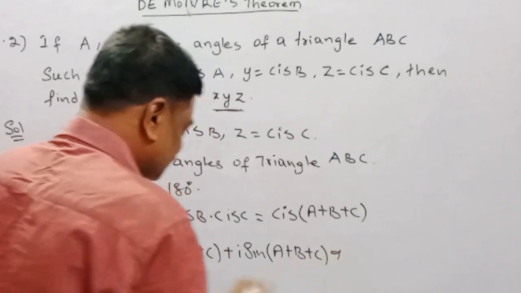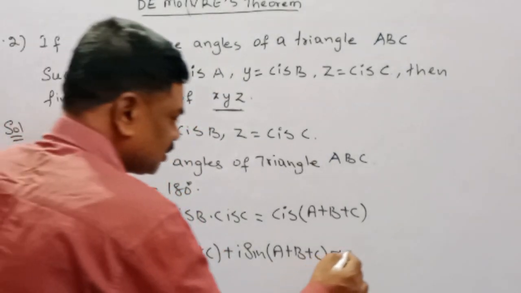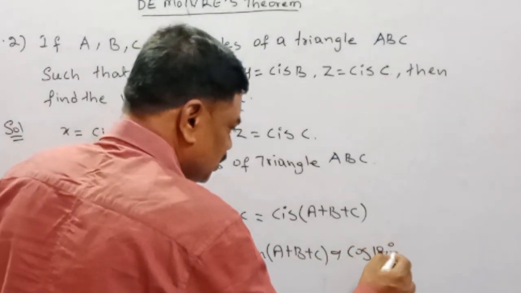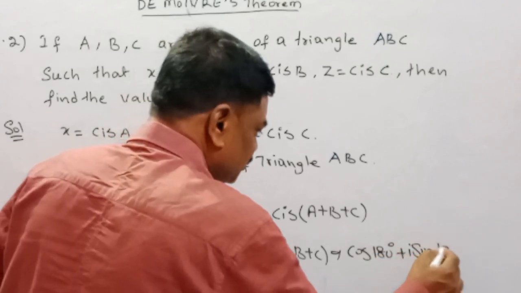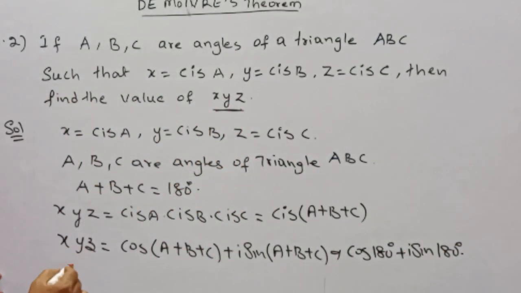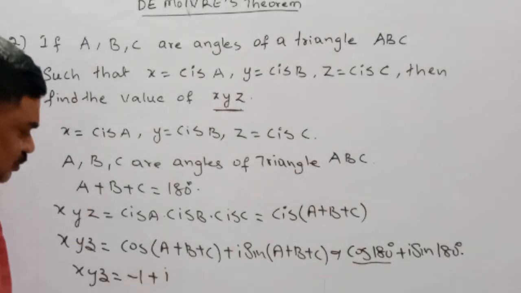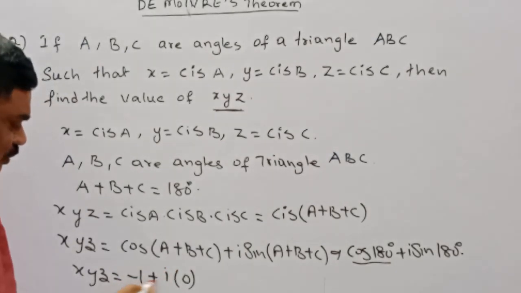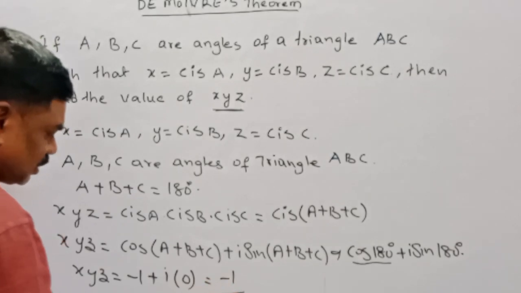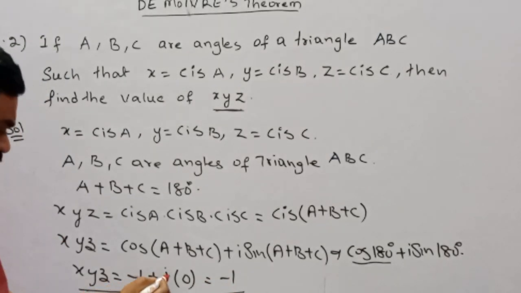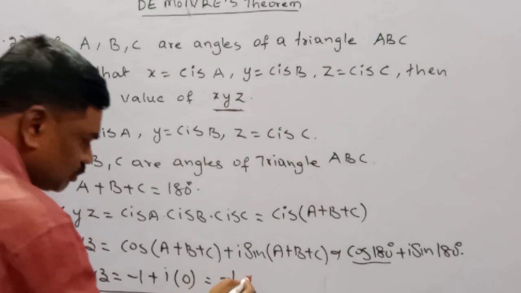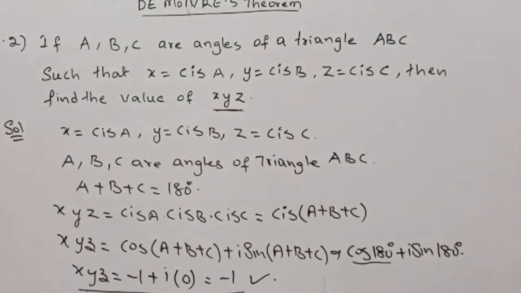This implies cos 180 degrees plus i sin 180 degrees. So xyz is equal to cos 180 degrees, which is minus 1, plus i into sin 180 degrees, which is 0. So this value is minus 1 plus i into 0. This is minus 1, the answer. xyz is equal to what? Minus 1 is the answer. Okay, all of you. That's all.